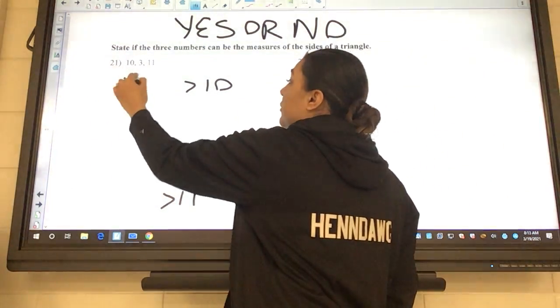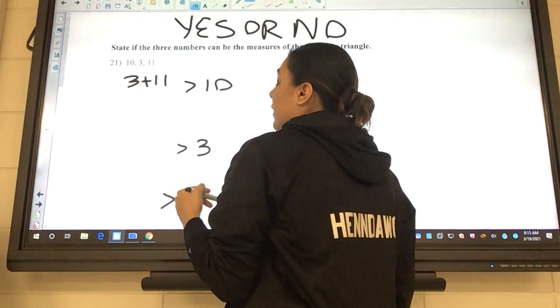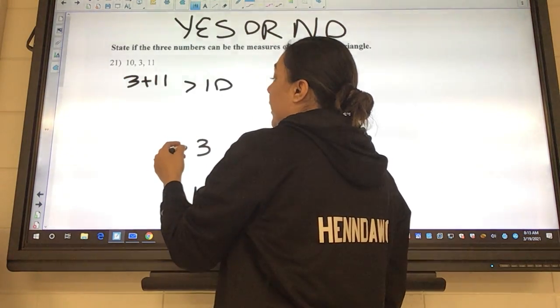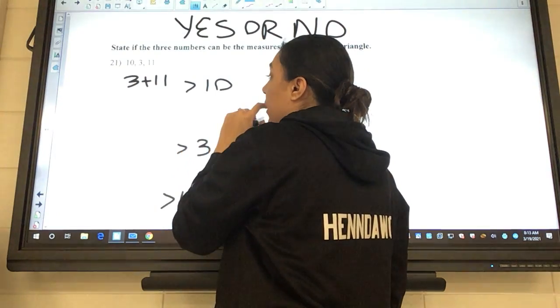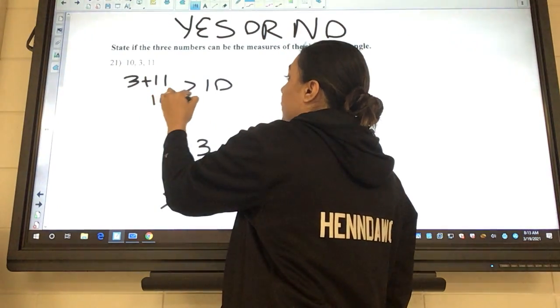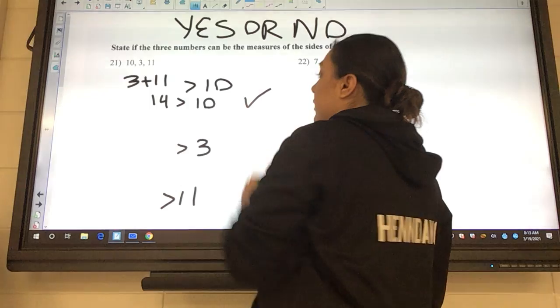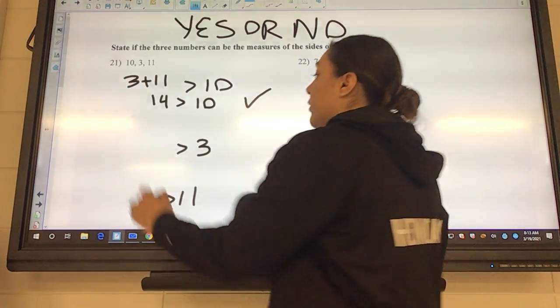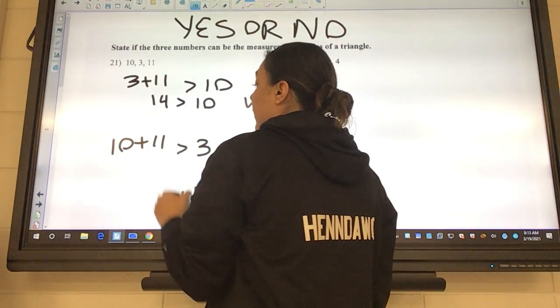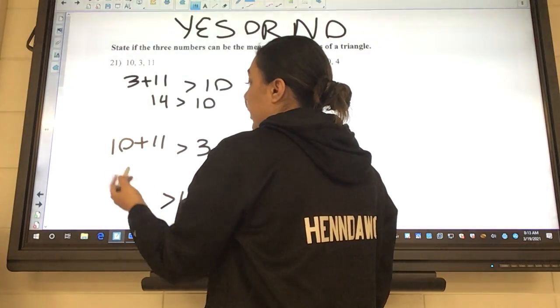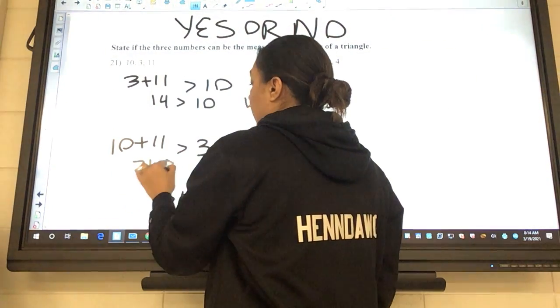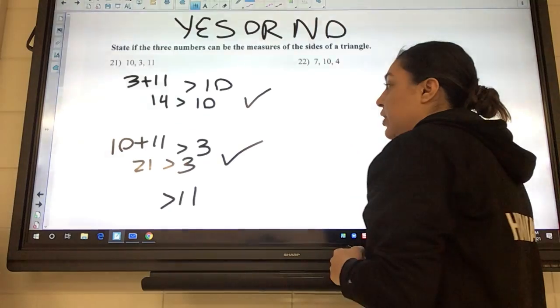So I've used 10, so it's going to be 3 plus 11. This one you would set up as, and you can do these as you go. So this is going to be 14. Is 14 greater than 10? Yes. Good, that one checks out. So for the 3, you got 10 plus 11. Okay, is that going to be greater than 3? Well, it's going to be 21. It is greater than 3. So yes, that one checks out.